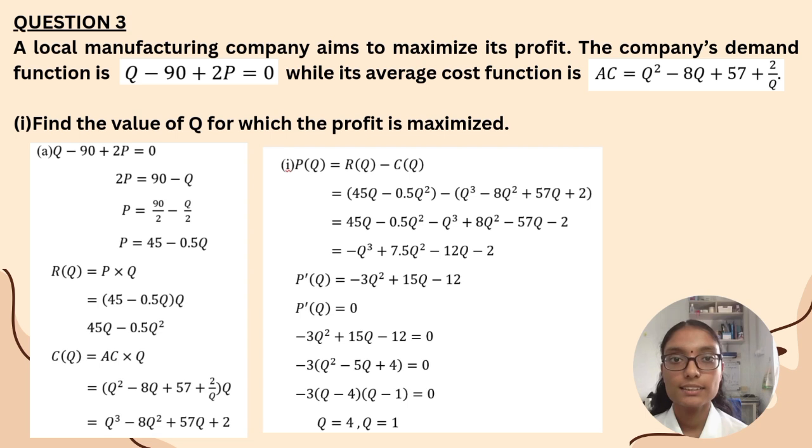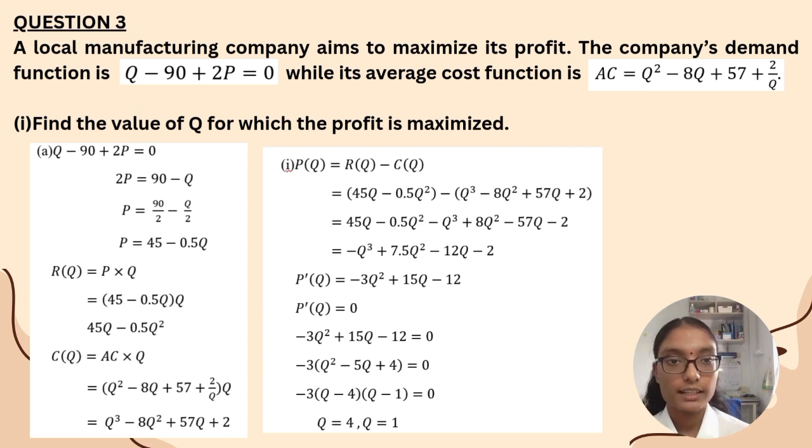Question 3. A local manufacturing company aims to maximize its profit. The company's demand function is Q minus 90 plus 2P equal to 0, while its average cost function is AC equal to Q square minus 8Q plus 57 plus 2 over Q. Find the value of Q for which the profit is maximized.